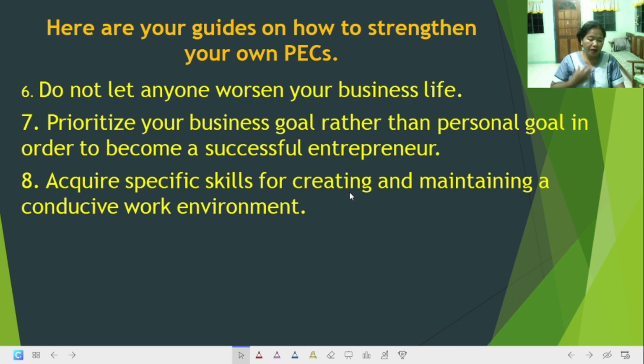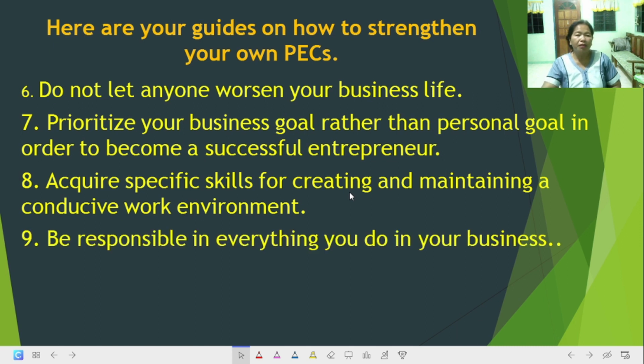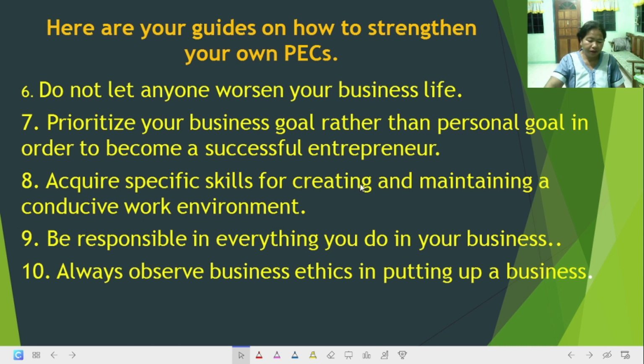Number 9, be responsible in everything you do in your business. In your business, be responsible for whatever you do. The success and the failure of your business lies in your hands. Then number 10, always observe business ethics in putting up a business. When starting a business, always follow business ethics. When we say follow business ethics, then whatever requirements are needed to establish a business, you have to follow.